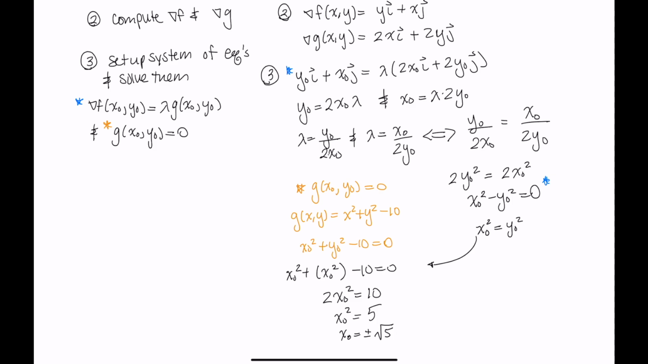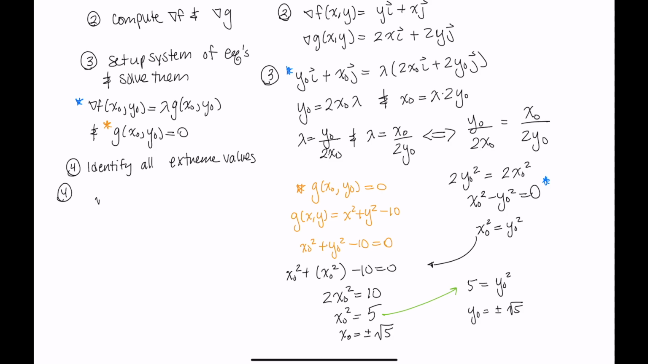Now, to get y naught, it's a little bit easier. We can just use the fact that x naught squared equals 5, so that tells me that y naught squared equals 5. So y naught is equal to plus or minus the square root of 5. Okay, so we have solved our equations, and now let's locate all the extreme values. I'll do that right below.